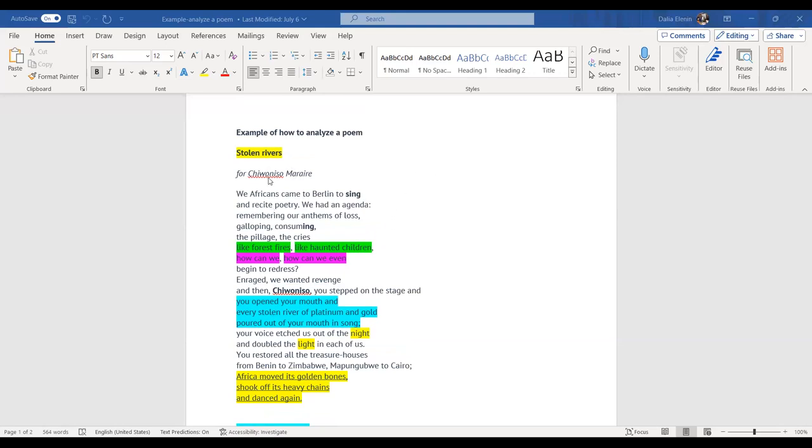Okay, so you are going to read the first stanza, and Safa is going to read the next one. Let's go.